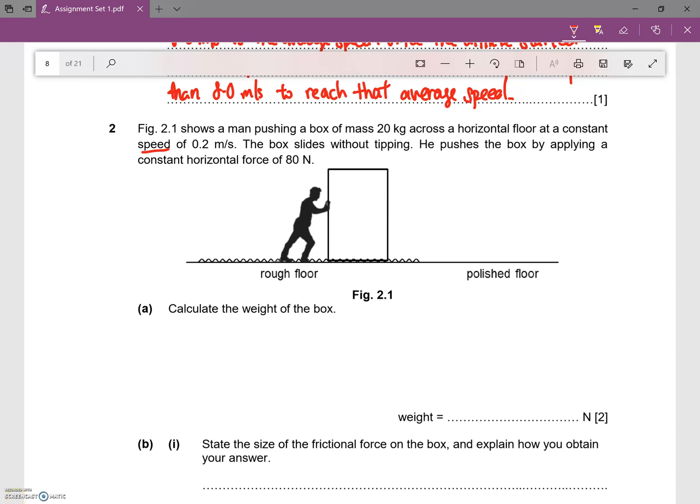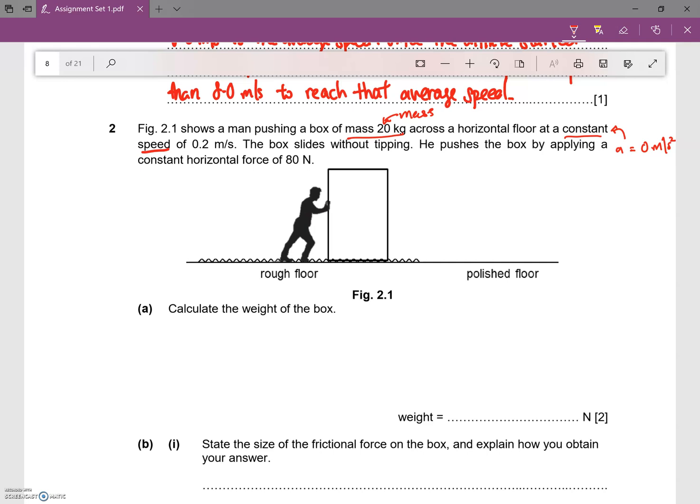Let's go to question 2. Figure 2.1 shows a man pushing a box of mass 20 kg. So underline this. This is the mass across a horizontal floor at a constant speed. Now, if it's a constant speed, do take note, it means that acceleration is equal to 0 meter per second squared.